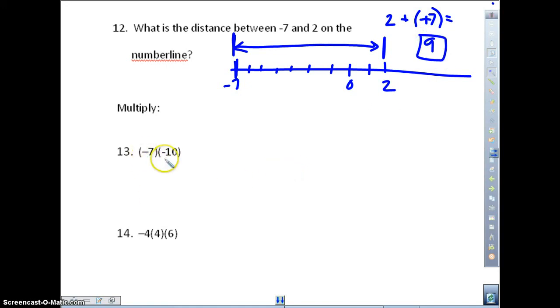Multiplying. Negative times negative is what? Positive. Yeah, here's where this little thing comes in if you want to use it. Negative times negative is positive, so your answer here is positive 70.